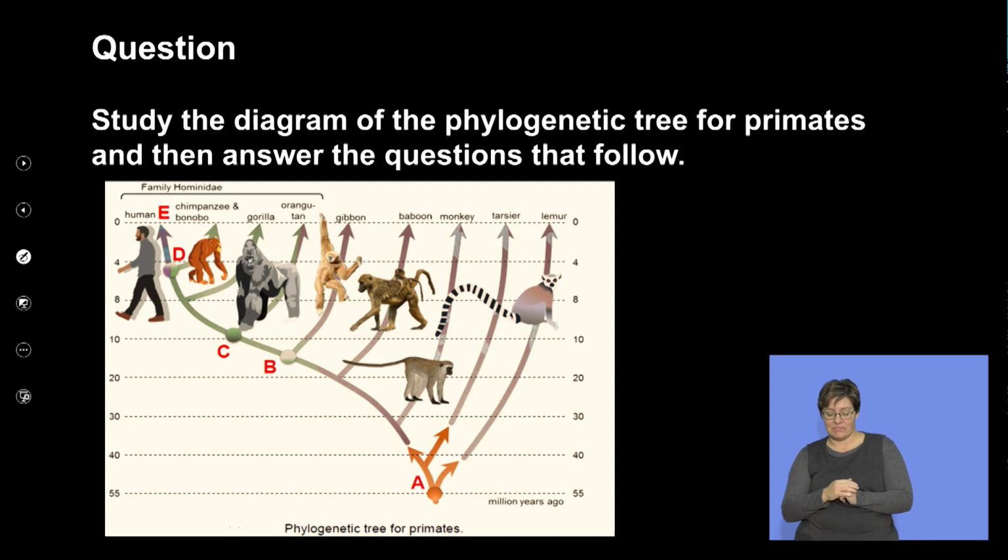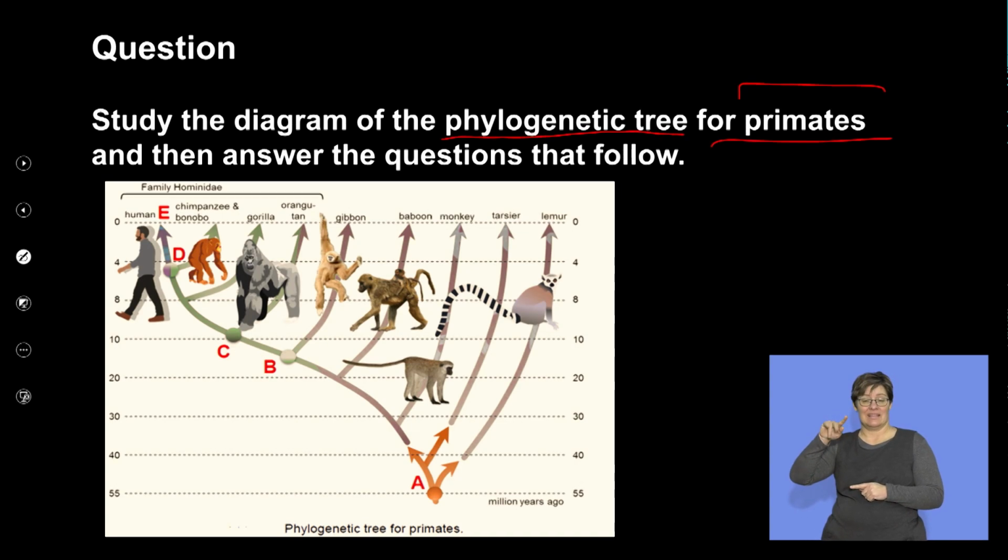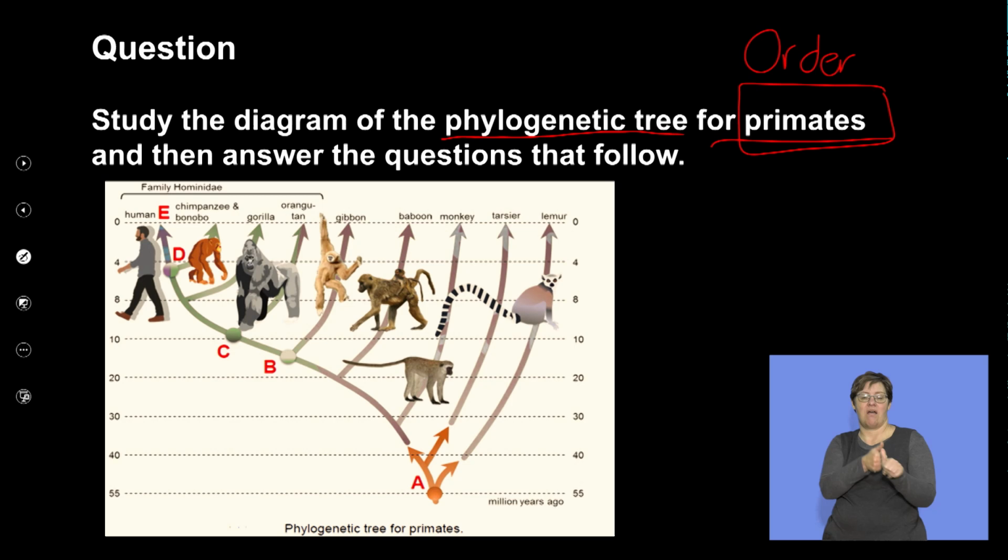Okay, study the diagram of a phylogenetic tree. You must be able to understand phylogenetic trees in the evolution section. For primates, right, what were we? We are primates, and that is our order. Okay, and then answer the questions that follow.